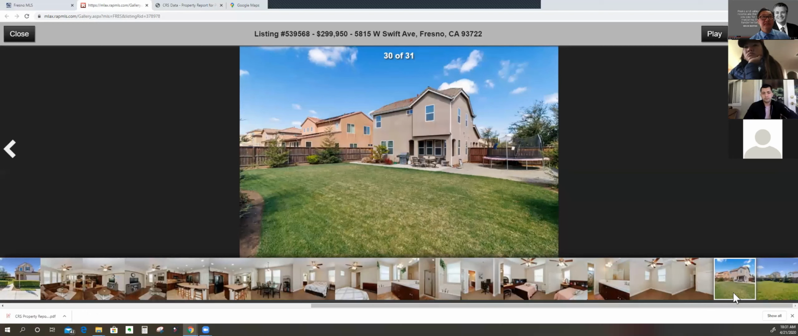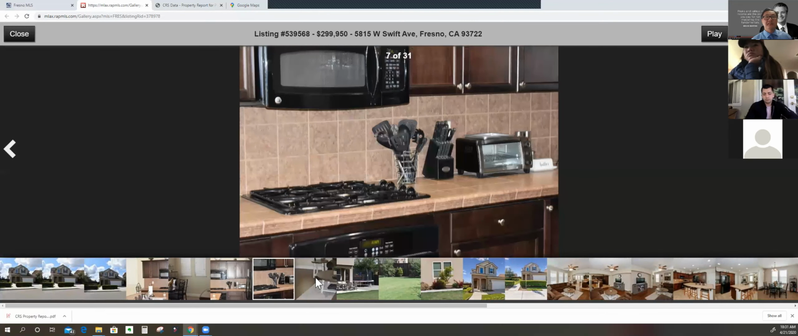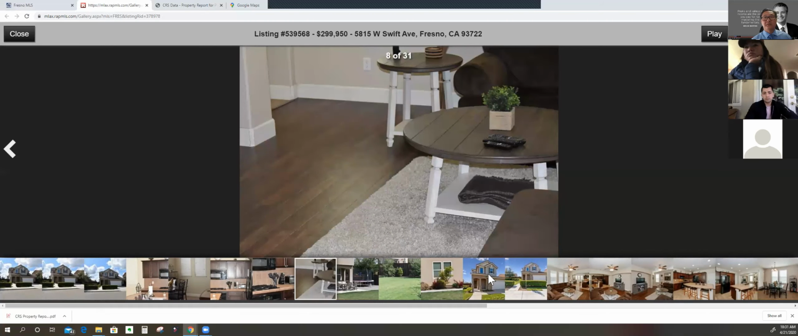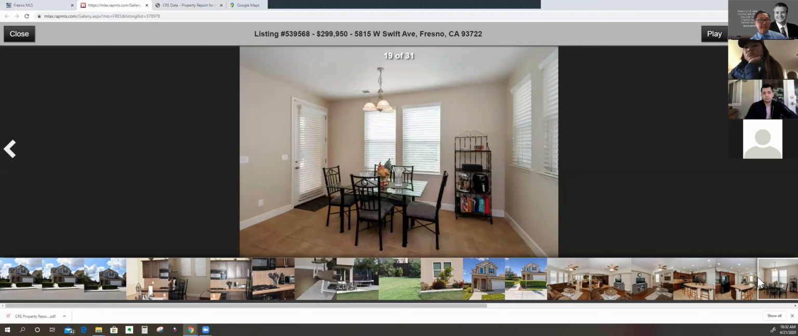So what they might have done, now that I'm looking at the photographs, I bet you anything they took some photos before and they just threw them in the MLS. Then they hired a pro to go out there and actually take professional photos, and they just added them on to the end of the presentation.